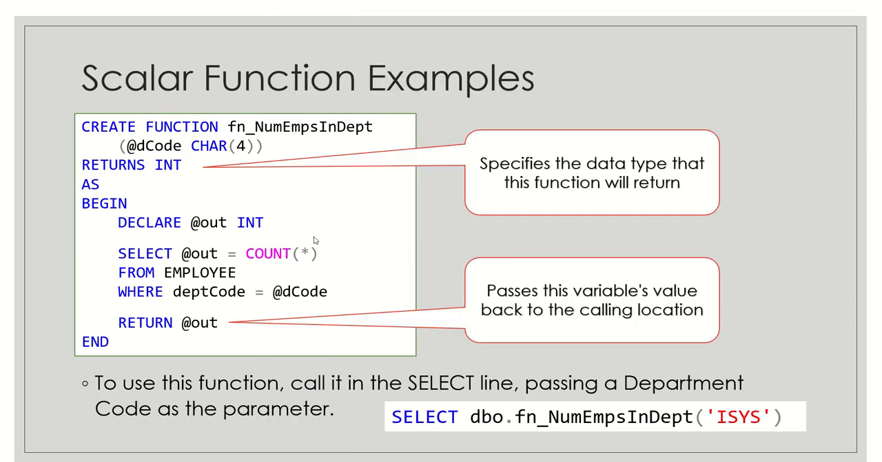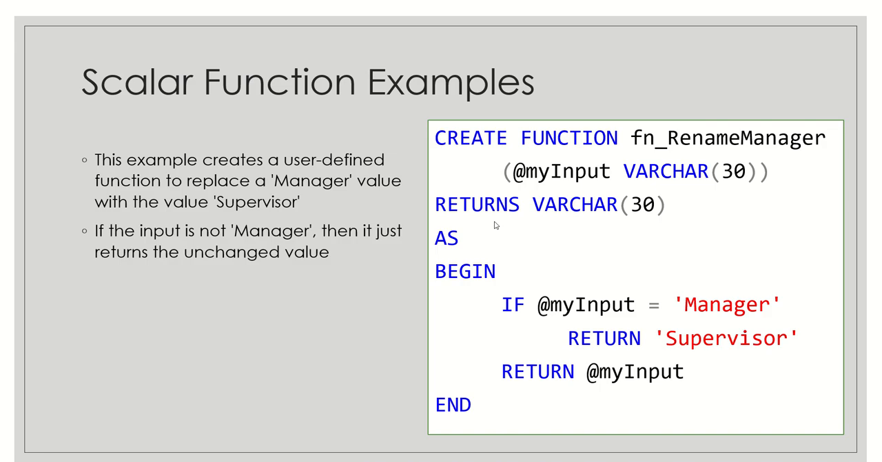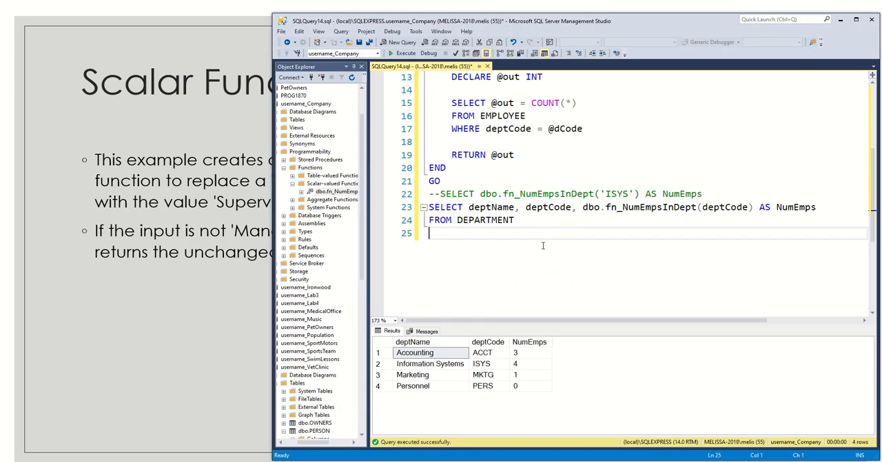Let's look at the next example. In this example, we're going to replace a value manager with the value supervisor. So let's say, for example, we don't like the term manager anymore and we want it to display as supervisor instead. Now this isn't going to update the table. It's just going to provide a different output in our display. So let's start by looking at what we've got in our employee table.